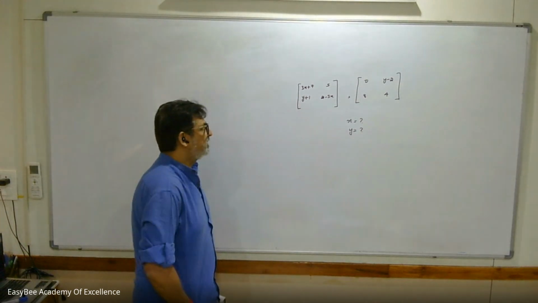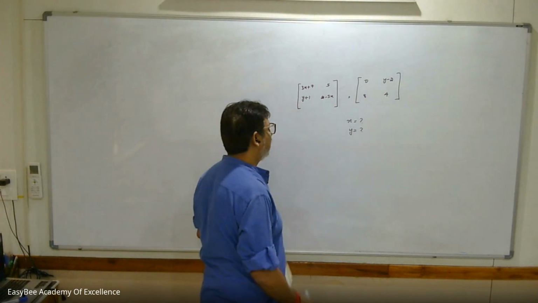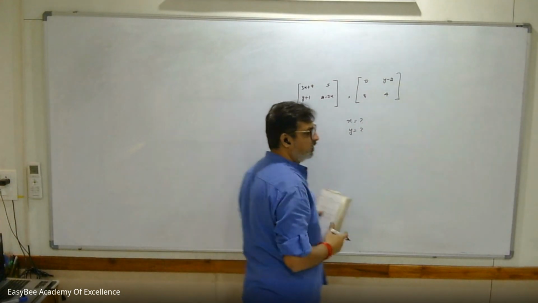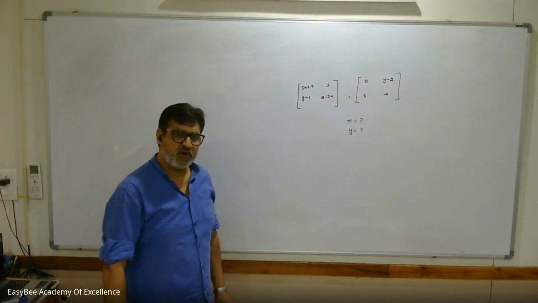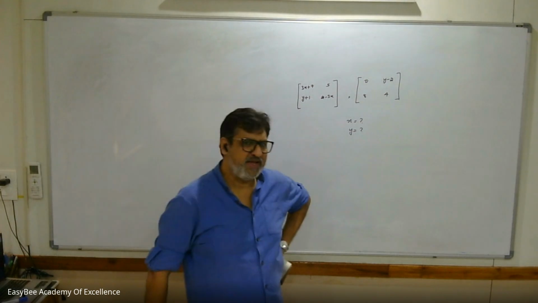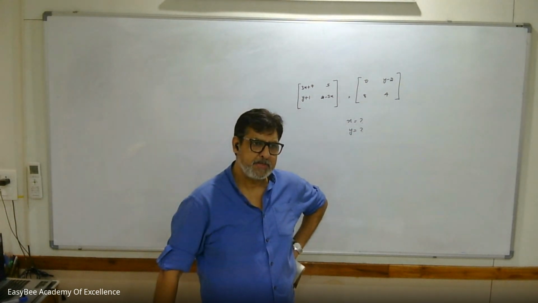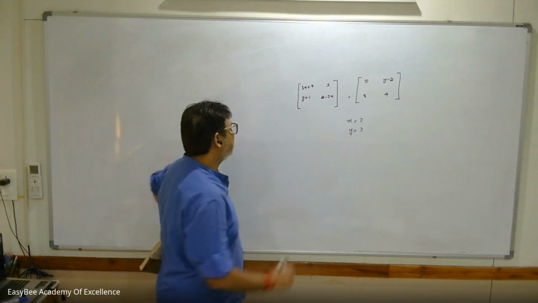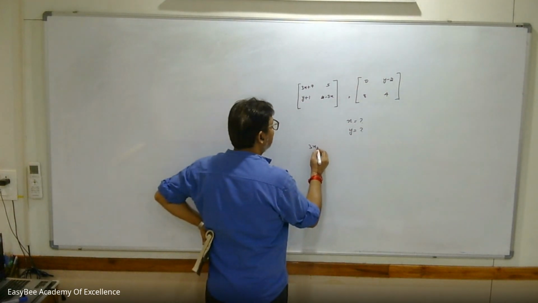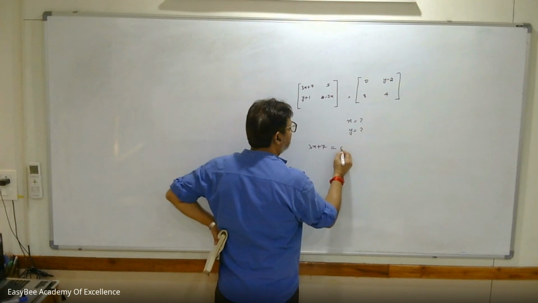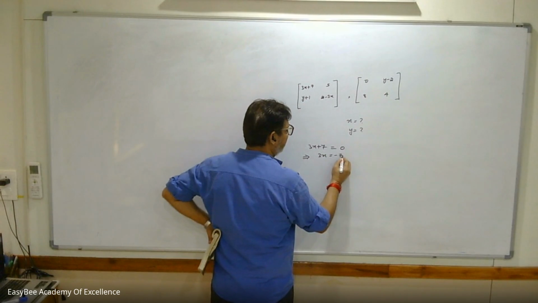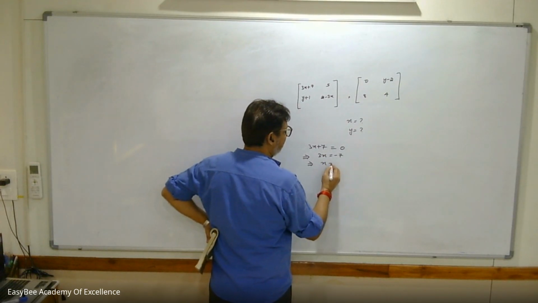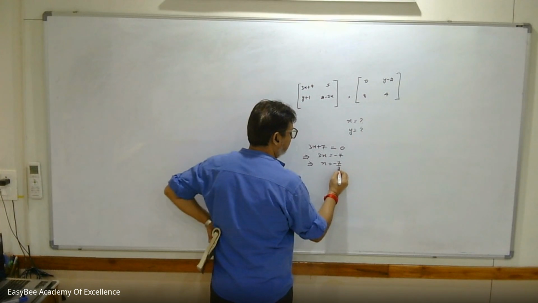We know the condition. The first condition is that their order should be the same. So, Sanya, is the order the same? Yes, sir. The order is the same. If the order is the same, then corresponding elements must be equal. So in this case, 3x plus 7 should be equal to 0. This implies 3x is equal to negative 7. This implies x is equal to negative 7 by 3.